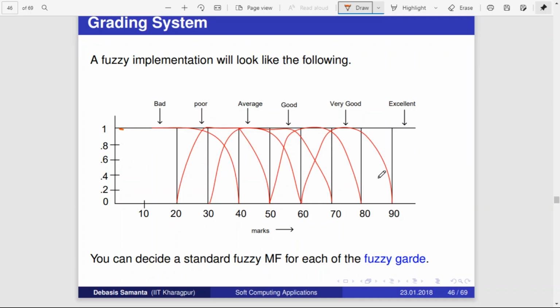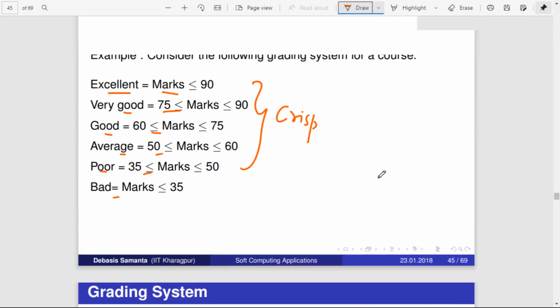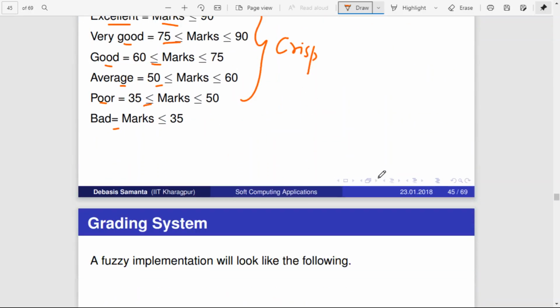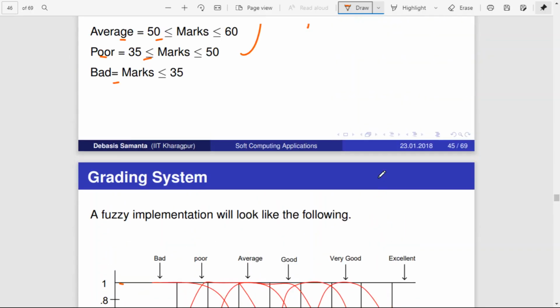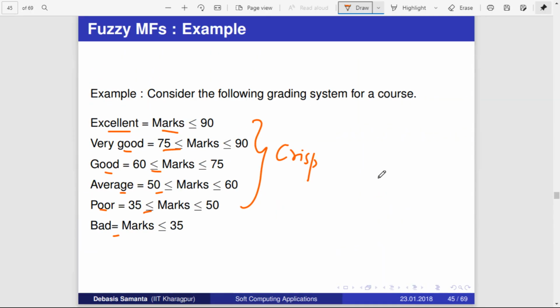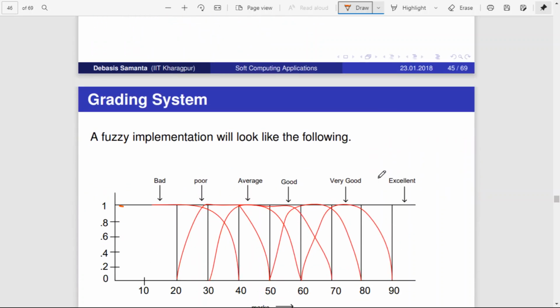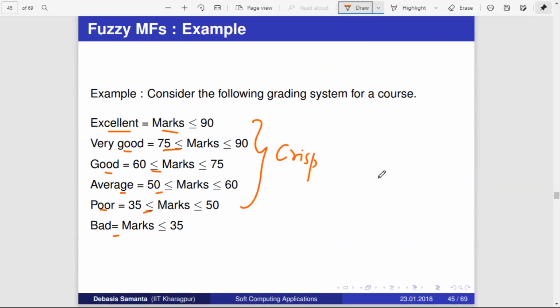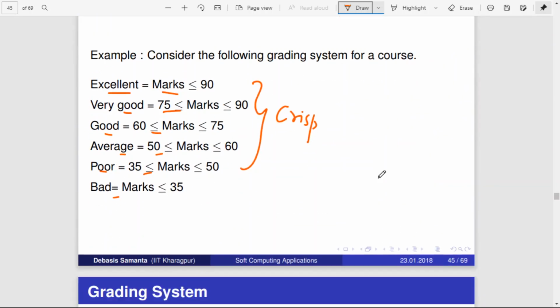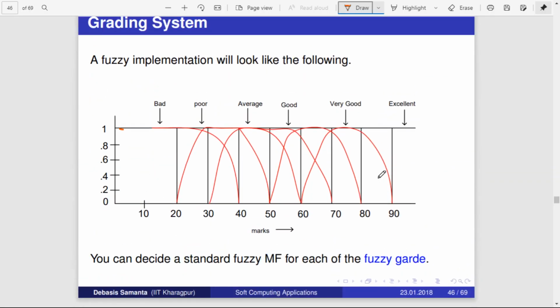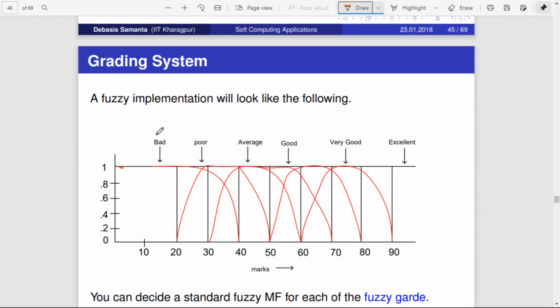Okay, right? I don't know whether it is matching with this definition or not. Greater than or equal to 90 is excellent, right? Greater than 75 and less than or equal to 90 is very good. This is some crisp definition, it may not be matching there, but here you have the membership function.